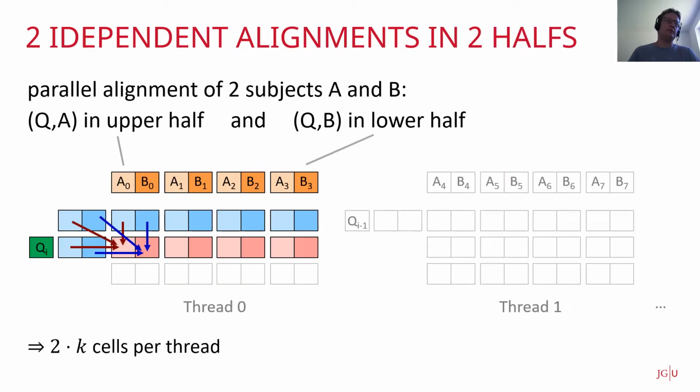This allows us to compute two independent alignments in parallel in the upper half and the lower half of a register, meaning that we now have 2 times k cells that can be computed per thread. One alignment, for example here between sequence A and Q in the upper half, and a second alignment in the lower half here between sequence B and Q.